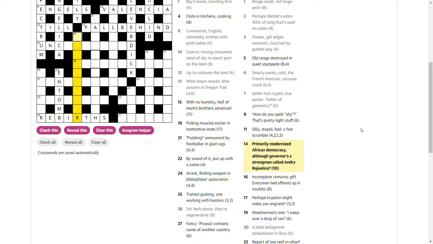Primarily modernised, with a Z for some reason, African democracy. Although governors, a strong man called Andry. What on earth is that all about? Right, Eileen. Oh, it's Madagascar, isn't it? You can ignore all of this, it's just a load of nonsense.